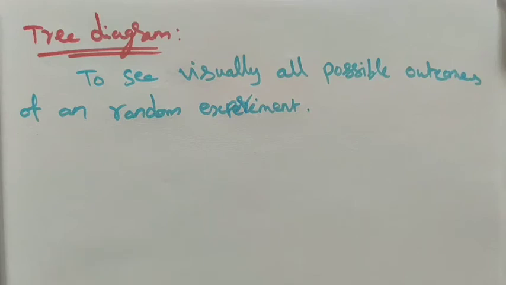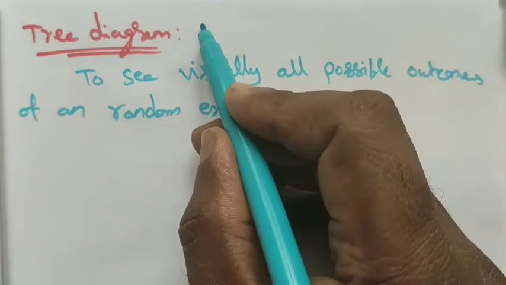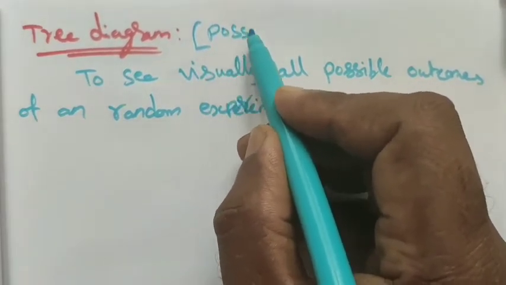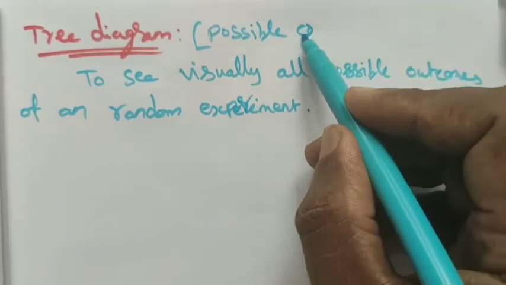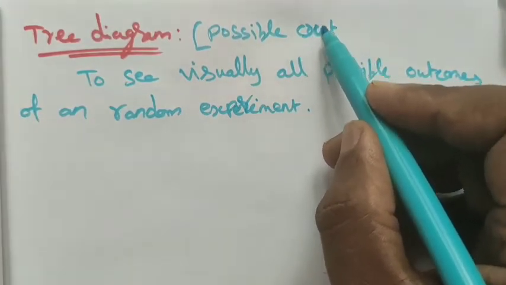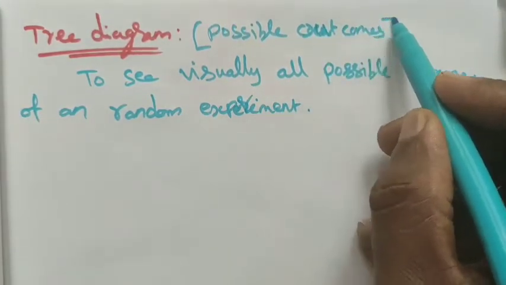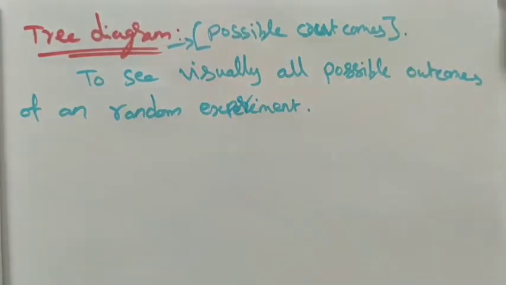Next we see the tree diagram. The tree diagram shows visually all possible outcomes of a random experiment. So the tree diagram represents the possible outcomes.